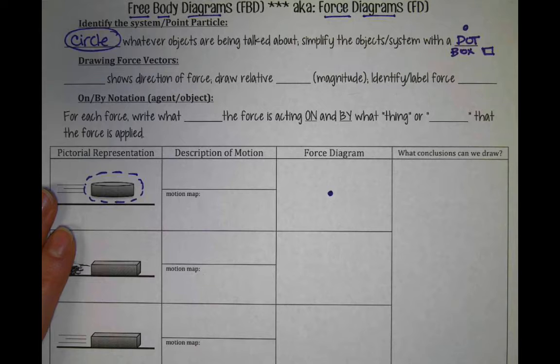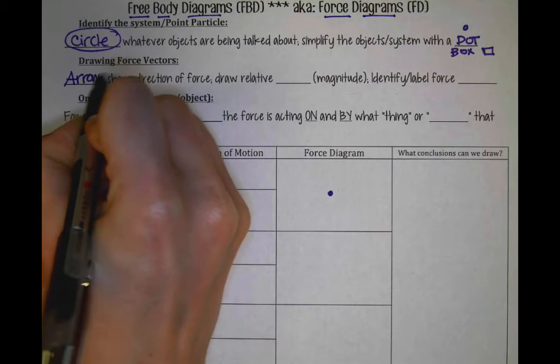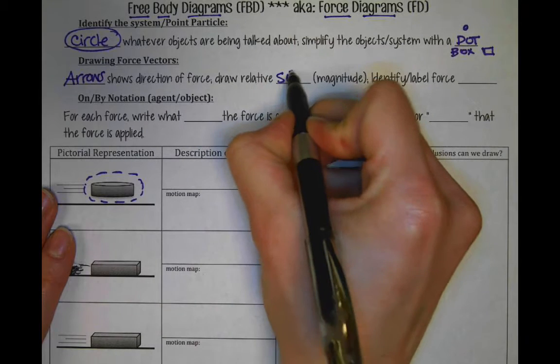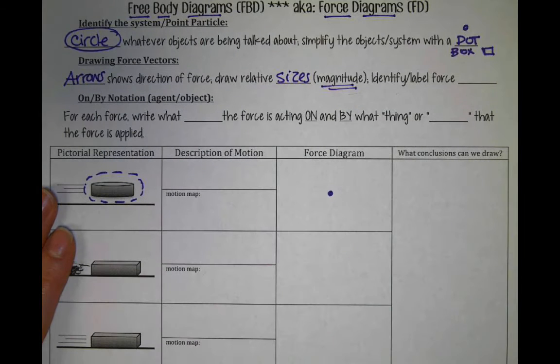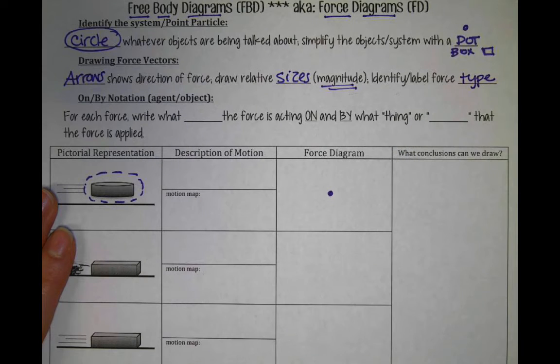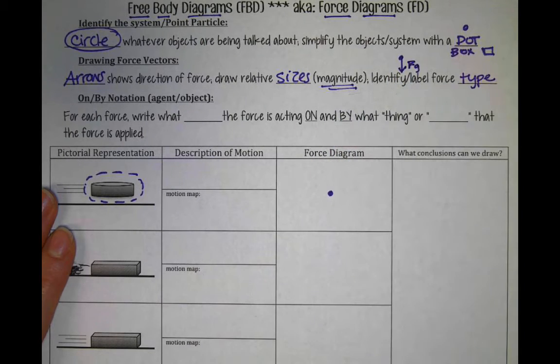The next one says drawing force vectors. Arrows will show direction of a force. Draw them with relative sizes or magnitudes to represent how big that force is, and identify or label that force type. So if I'm going to label something like FG, FG is going to just be labeled next to whatever it is.